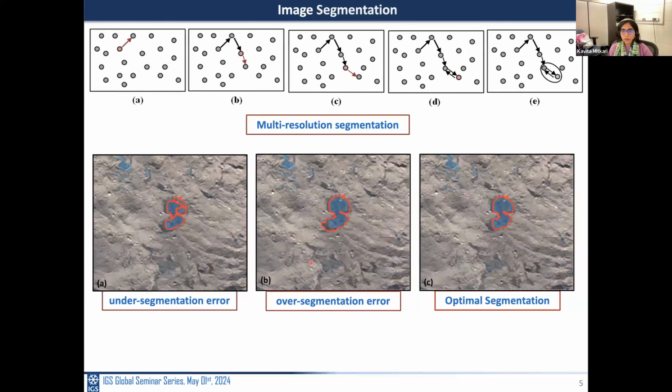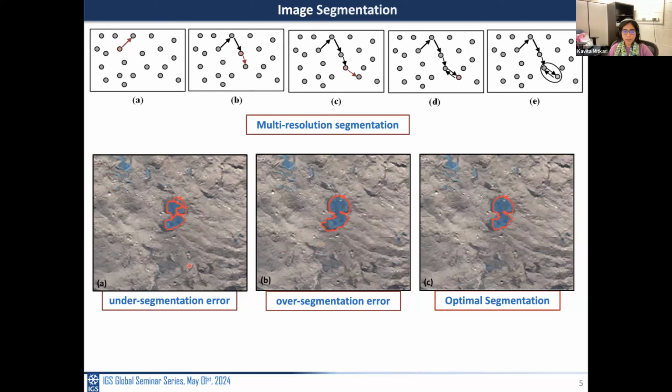While we are going through the image segmentation, we need to handle two types of errors, that is under segmentation error and over segmentation error. So we need to arrive at an optimal segmentation like this, meaning that the segment that is formed from the image segmentation needs to fit well with the object that we want to extract. So here I have taken an example of a glacial lake.